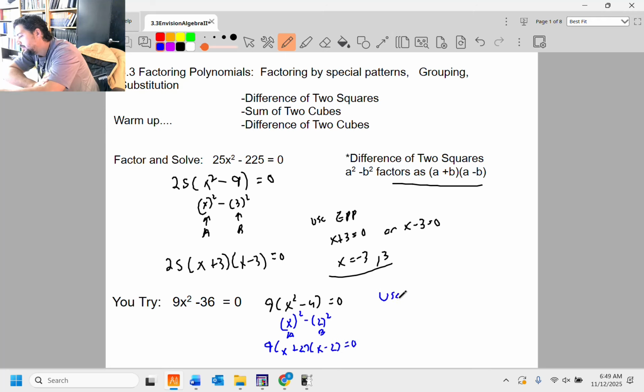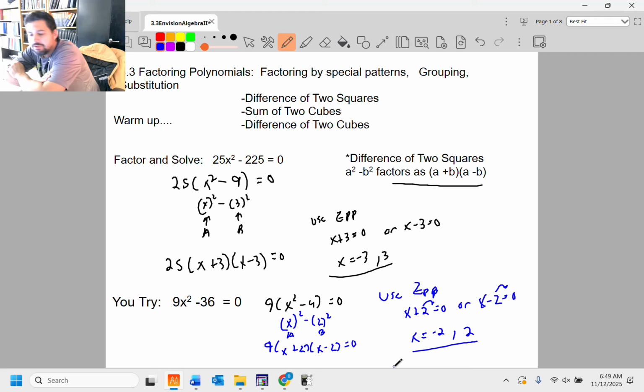Then, of course, you use ZPP. The only factors that you care about for the zero product property are the ones that have a variable x. So x plus 2 is 0, or x minus 2 is 0. So x shall be negative 2 because you're just doing shifting techniques, or adding or whatever, subtracting. And there's your two x values, negative 2 and positive 2.